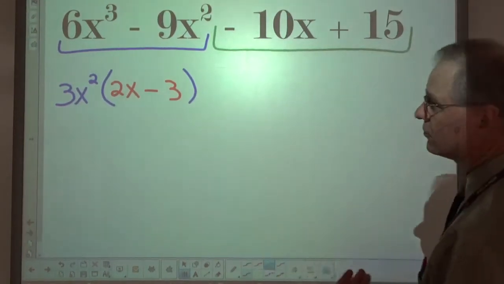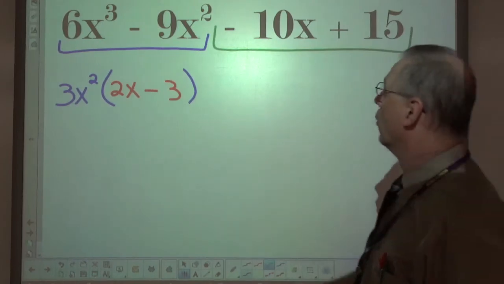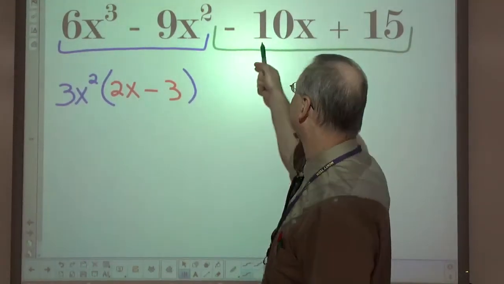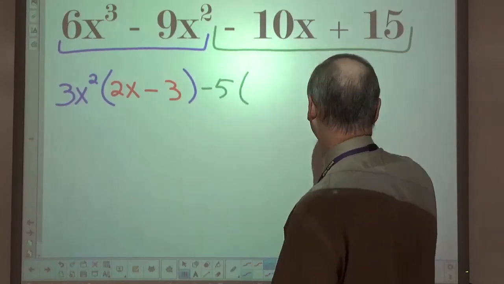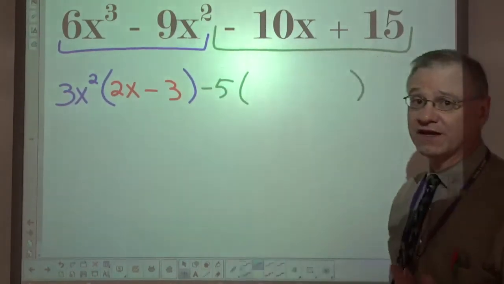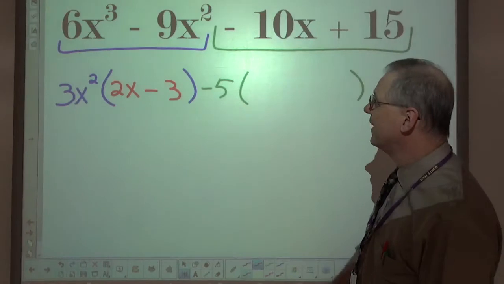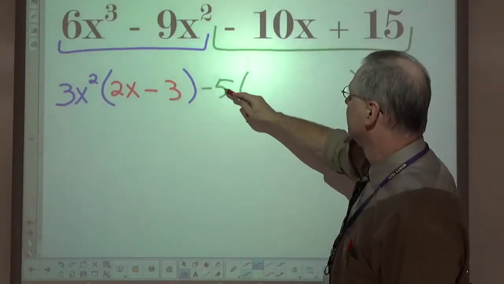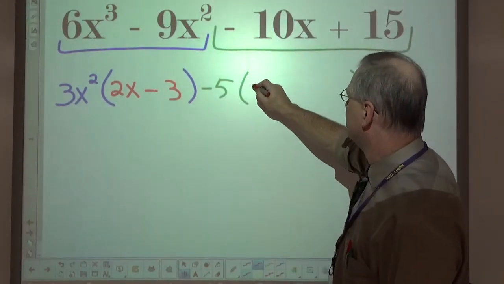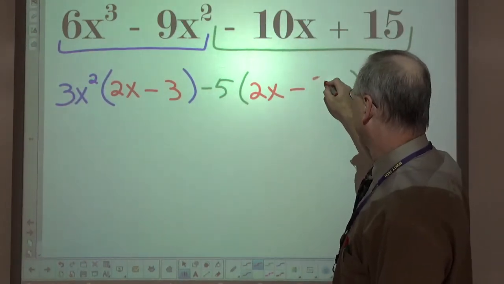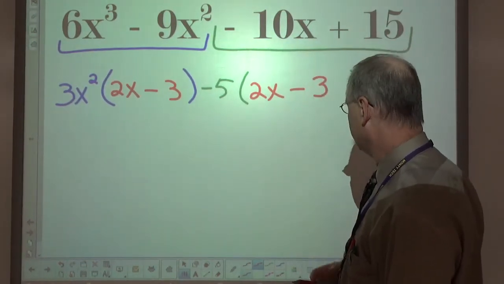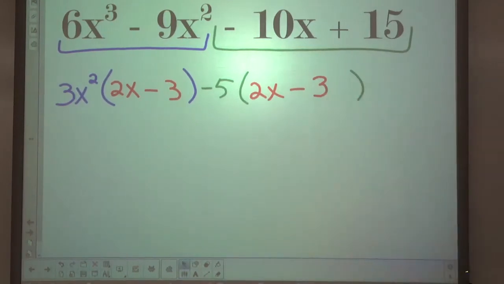Now, the other way you can approach this is you can say, what times 2x gives me negative 10x? And that's negative 5. And that's the other way you could think about it. And if that works, hopefully, negative 10x divided by negative 5 gives me 2x. 15 divided by negative 5 is negative 3. Yep. And that did give me what I was looking for.